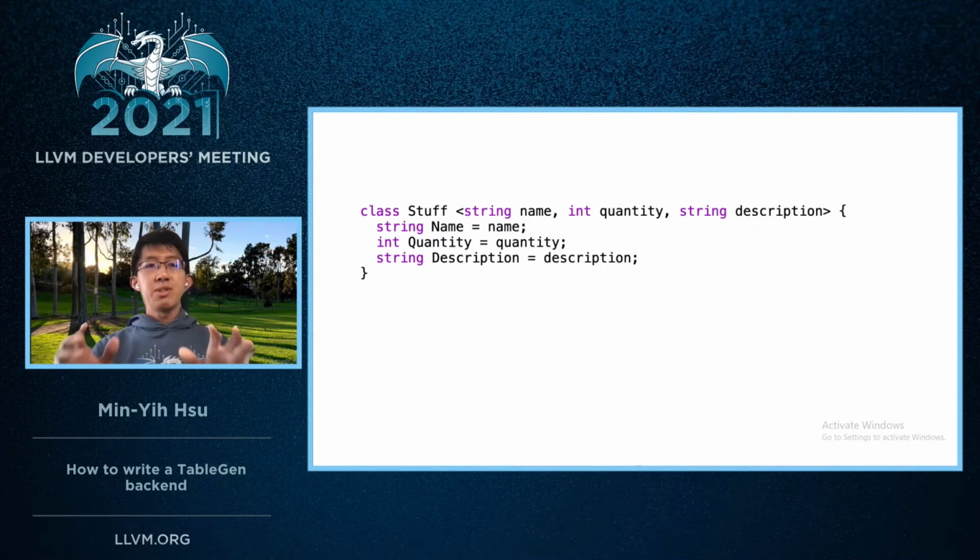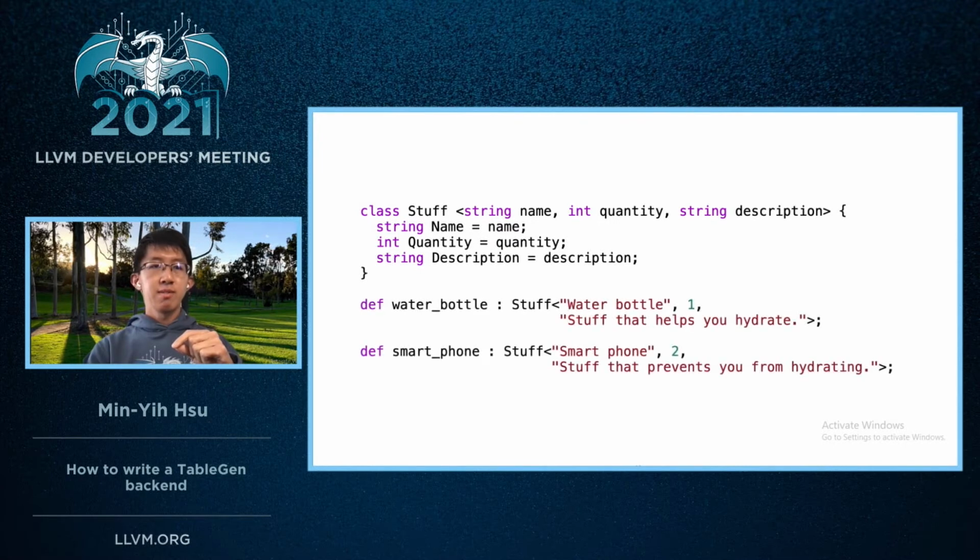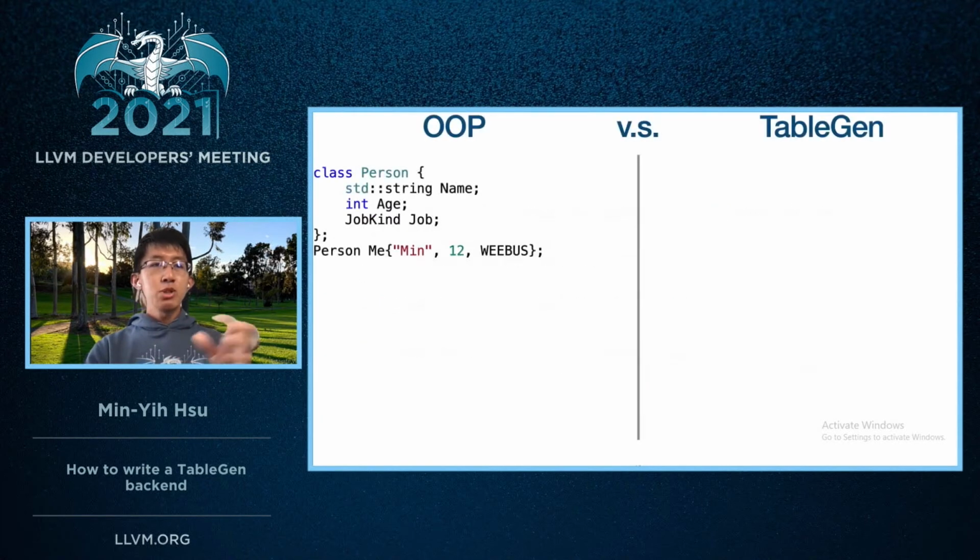More often, we'll use the following syntax to simplify the code we wrote on the previous page. The variables surrounded by angle brackets can be used to substitute fields in the class, such that we can have more concise code when we're creating records. And you might find this concept of classes and records in TableGen resembles familiar object-oriented programming languages. Indeed, both of them provide a way to encapsulate aggregate type data.